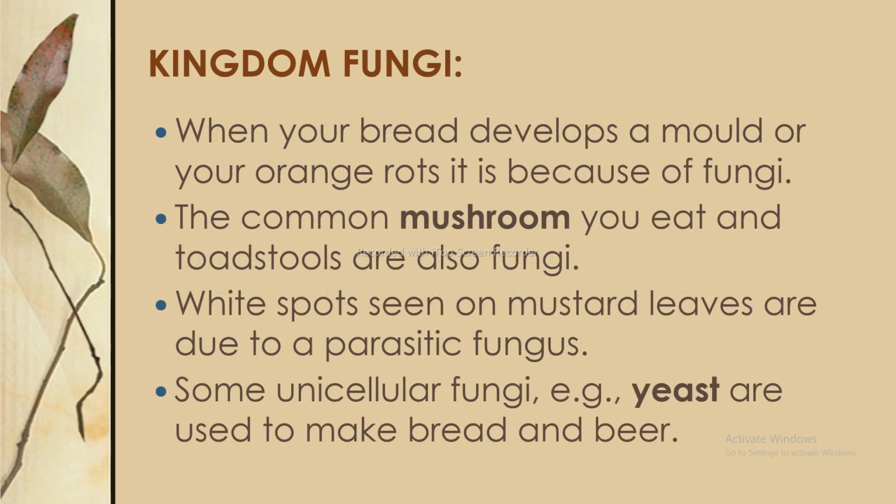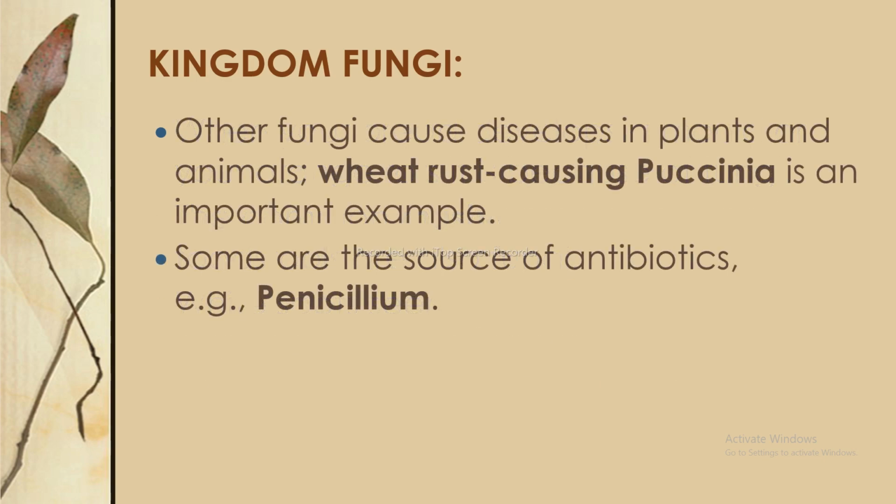When your bread develops a mold or your orange rots, it is because of fungi. The common mushroom you eat and toadstools are also fungi. White spots seen on mustard leaves are due to a parasitic fungus. Some unicellular fungi, for example yeast, are used to make bread or beer. Other fungi cause diseases in plants and animals.